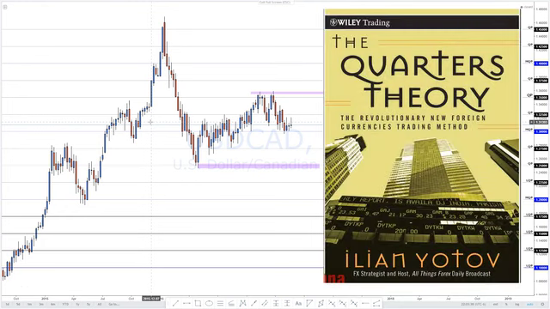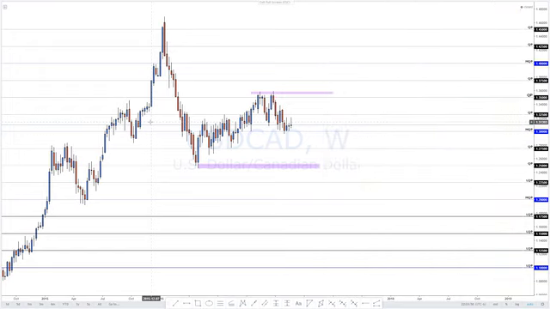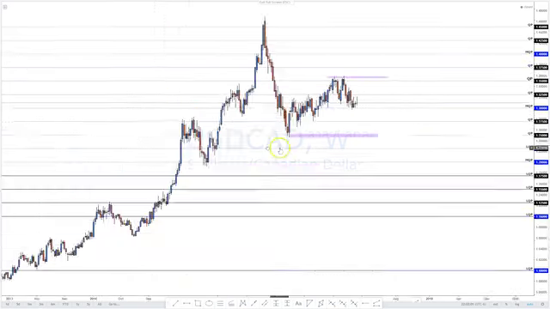It's called Quarters Theory. Okay, Quarters Theory is a book by the man named Ilian Yotov. The book is called The Quarters Theory. I'll put a picture of it right here. It's called The Revolutionary New Foreign Currencies Trading Method. It's a great book. It teaches you a lot, not just about support and resistance, but about market formations, market structure, stuff like that.